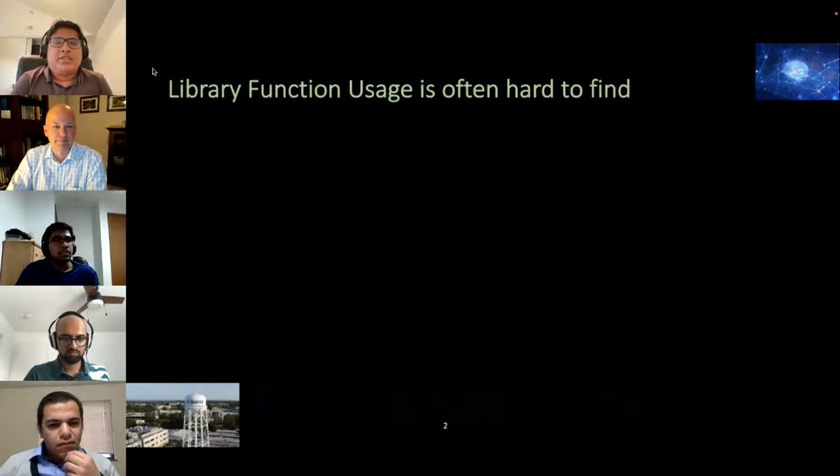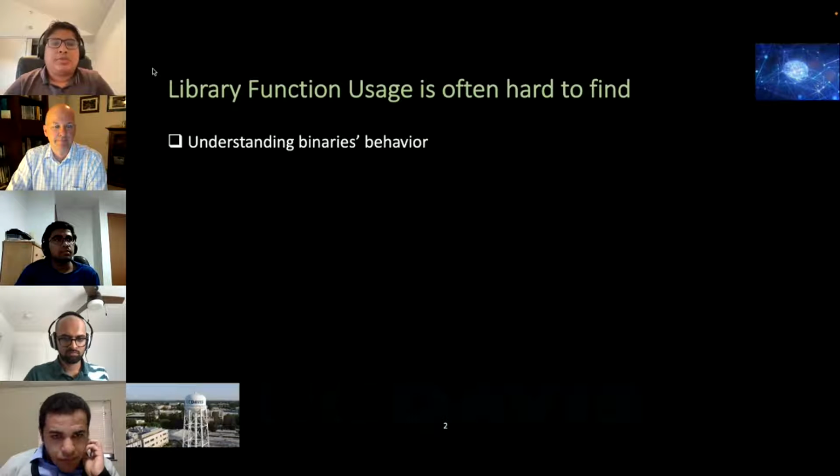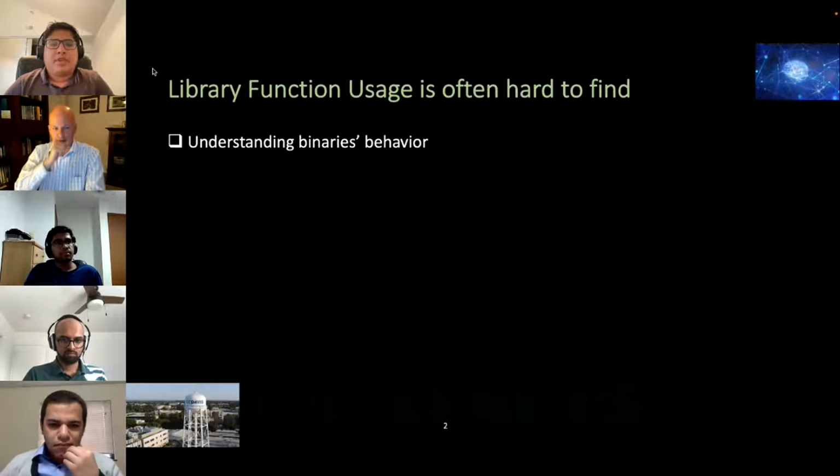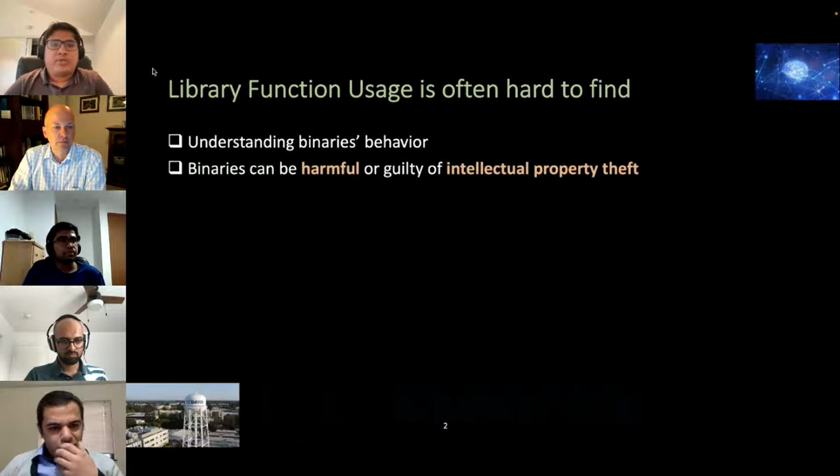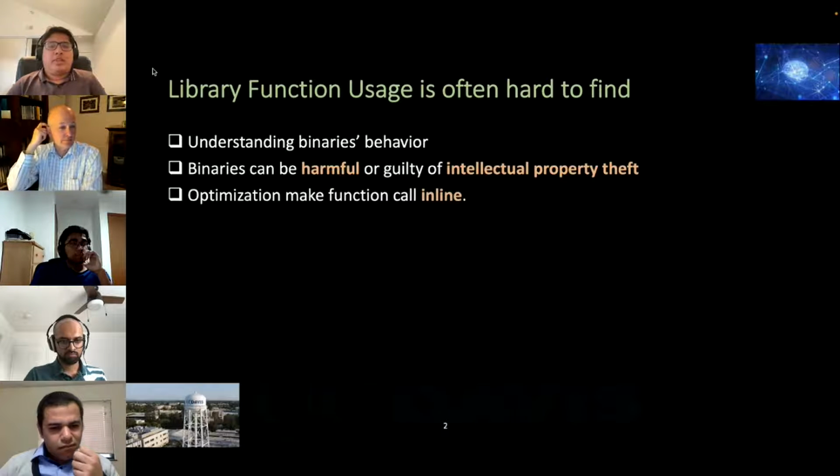Library function usage is often hard to find in optimized binaries. Optimization transforms natural code into something that is entirely unrecognizable. Understanding the binary's behavior, or reverse engineering, is a very time-consuming task, but a very useful one. Binaries can be harmful or guilty of intellectual property theft. On top of that, optimization makes this reverse engineering task difficult by making function calls inline.